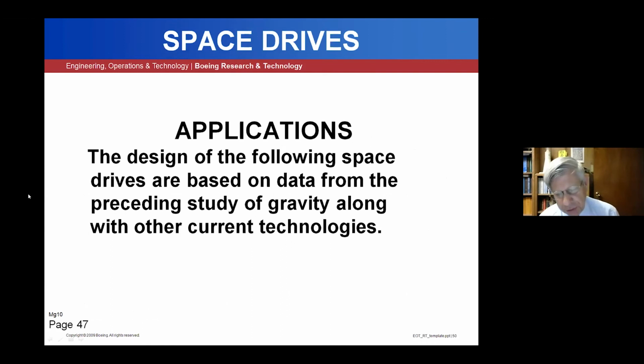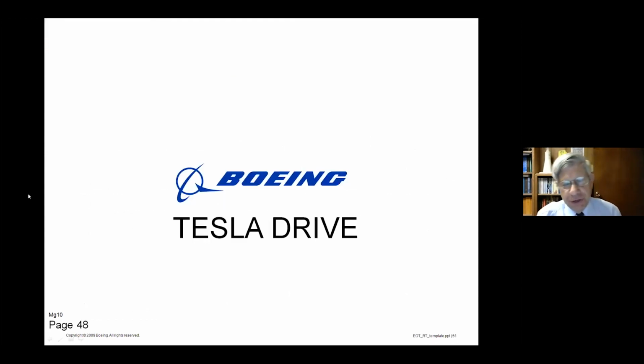I come up with a couple of ideas for some space drives. One I call Tesla drive, and the other I call a warp drive, just for lack of a better name. The first one, the reason I use the Tesla term is it's based on his operating principle, which works very similar. Like I said, gravity and this planet work very similar to an induction motor.